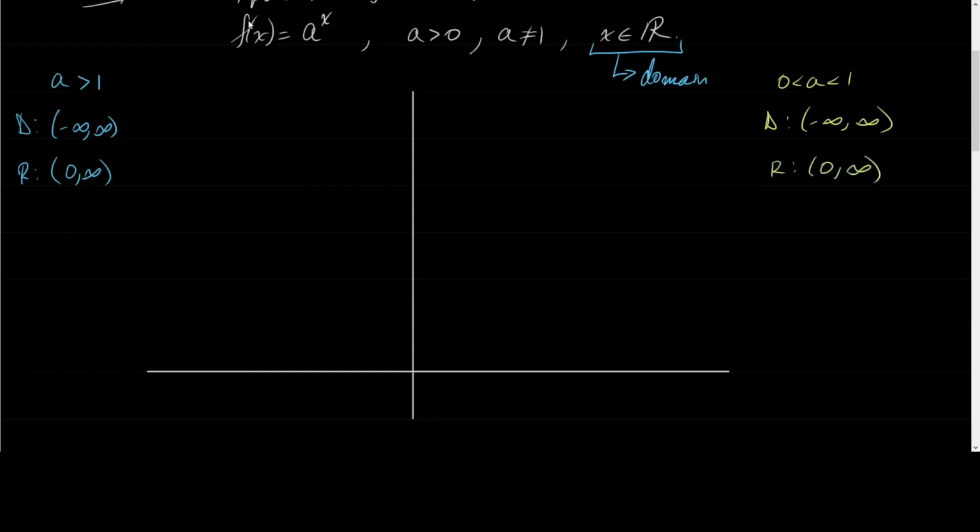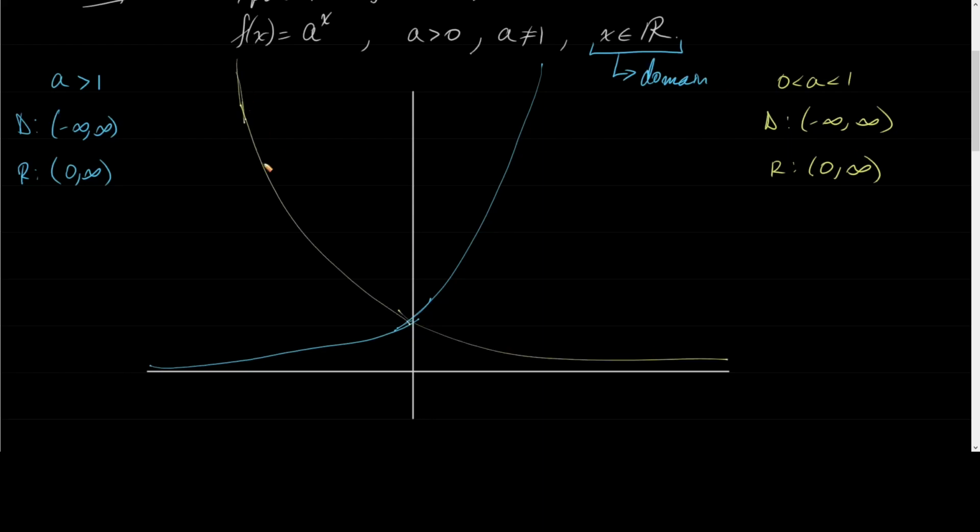All right. Now, what do they actually look like? Well, this is what they look like. Here, in blue, it looks something like that. And over here in yellow, for when a is between 0 and 1, it looks something like this. All right. Now, a couple more things that they have in common here.